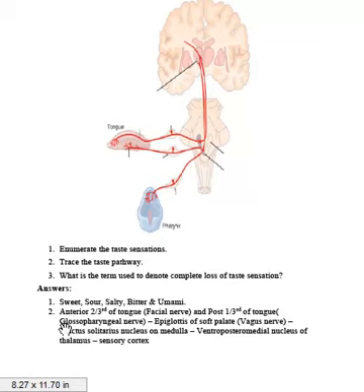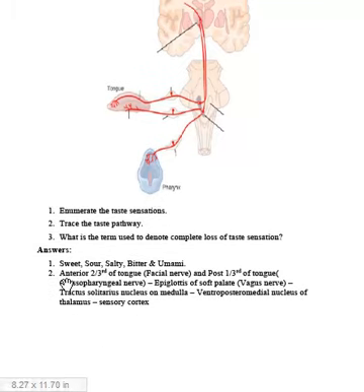Second, we have to know that the anterior two-thirds of the tongue is supplied by the facial nerve, and the posterior one-third of the tongue by the glossopharyngeal nerve. The epiglottis and soft palate are supplied by the vagus nerve. The pathway goes to the tractus solitarius in the medulla, then the ventral posteromedial nucleus of the thalamus, and finally reaches the sensory cortex. And finally, the term used to denote the complete loss of taste sensation, which I didn't mention earlier, is ageusia.